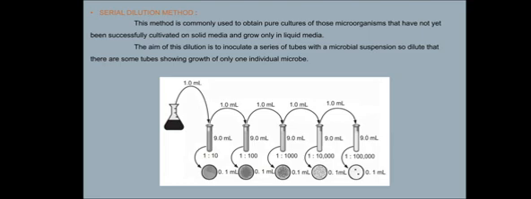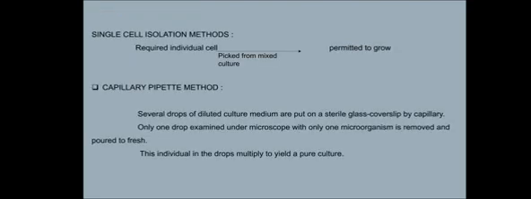Next is single cell isolation. Single cell isolation is required for the isolation of a selected microorganism, and it is carried out by picking out the required microorganism and permitting it to grow. There are two methods for single cell isolation: the capillary method and the micromanipulator.